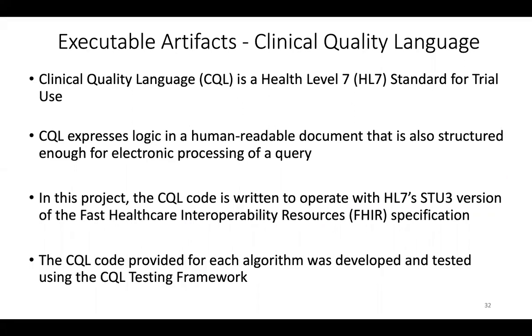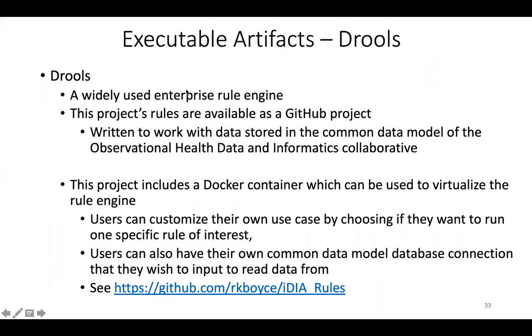As I mentioned in the workflow, we also have executable artifacts in the form of the Drools rule engine. Specifically, we have Dockerized containers that you could customize for your own use case. For example, if you want to choose a specific rule of interest in the algorithm, you could do that. You could also use your own common data model if you wish to do so. And all of that is in our GitHub repository, which is also a part of our resources on our website.